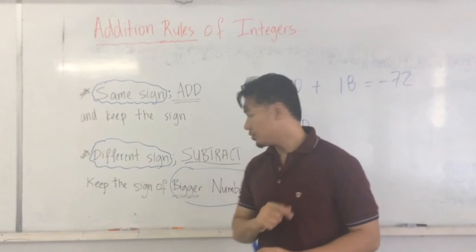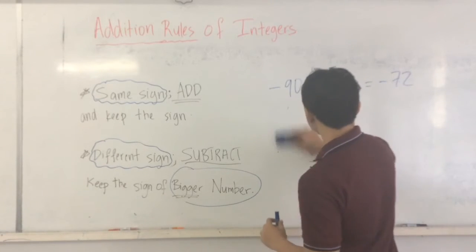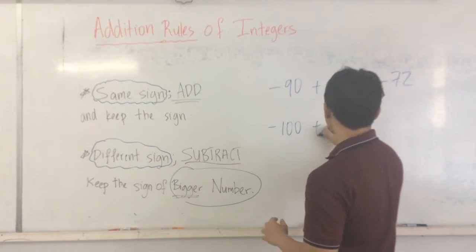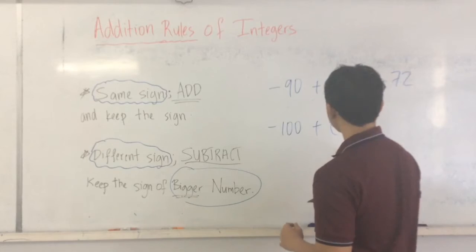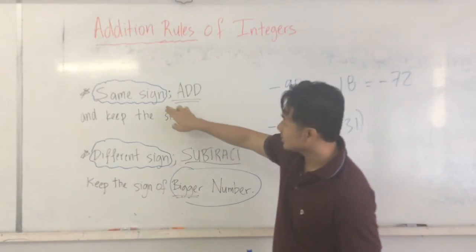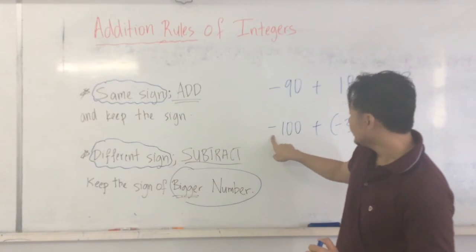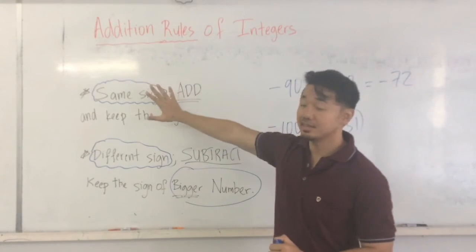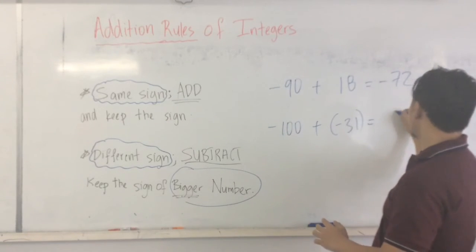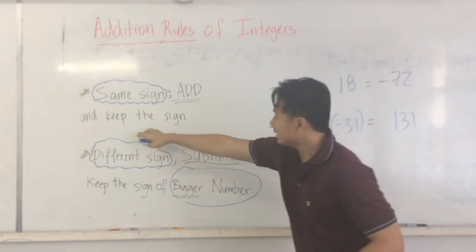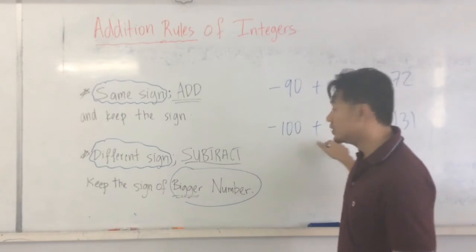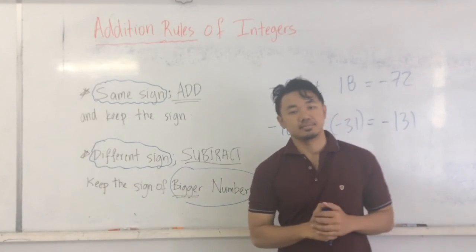So let's do one more. How about negative 100 plus negative 31? Again, you have to check if it's the same sign or different signs. You have negative here and negative, so it's the same sign. So you just add them together. 100 plus 31 is 131. And then keep the sign. The sign for these two numbers is negative, so just put negative. Okay, that's it.